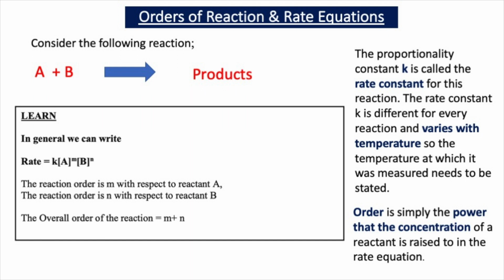The values that m and n take, the orders with respect to each concentration term, can only be determined experimentally. The proportionality constant k is called the rate constant, and the rate constant k is different for every reaction and it varies with temperature. So it must be quoted at a temperature. You have to quote the value of k at a temperature for it to be meaningful, because it varies with temperature. Order is simply the power that the concentration of reactant is raised to in the rate equation.